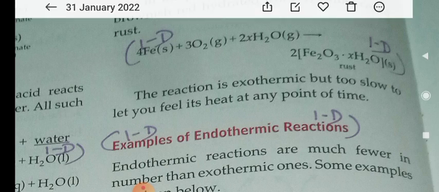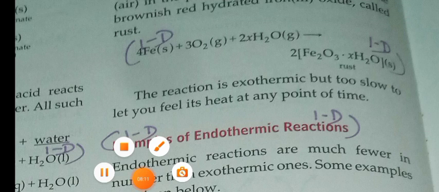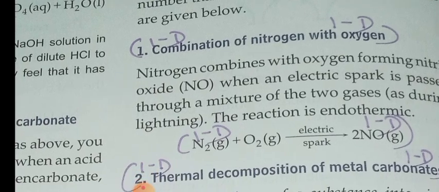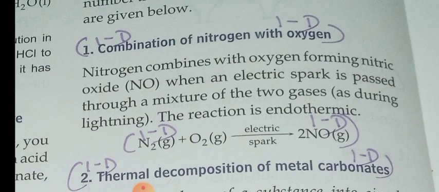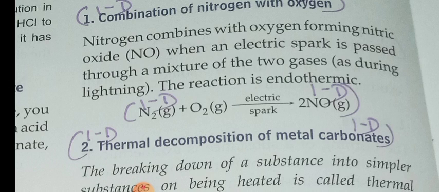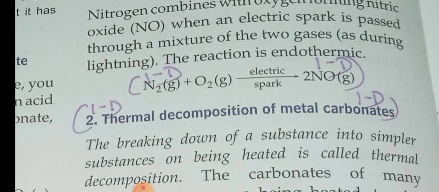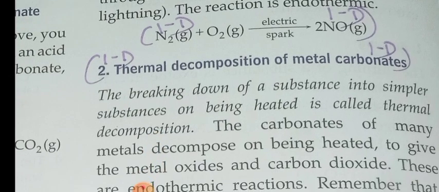Now we are going to learn about the examples of endothermic reactions. When nitrogen combines with oxygen, mostly this type of reaction is an endothermic reaction. When an electric spark is passed through the mixture of these two gases, what is the product formed? Nitric oxide, NO, will be formed, and this is an endothermic reaction. That is, heat is absorbed from the surroundings.